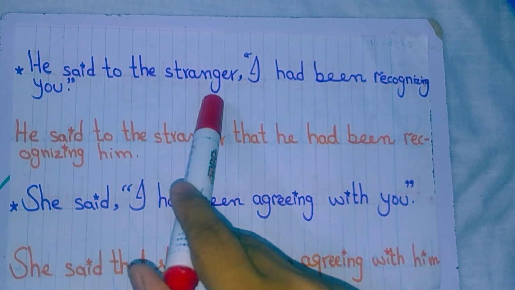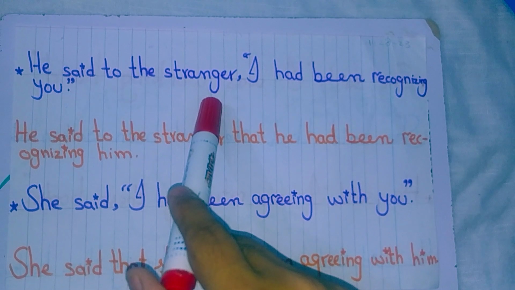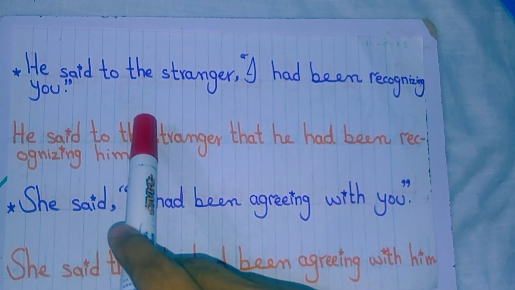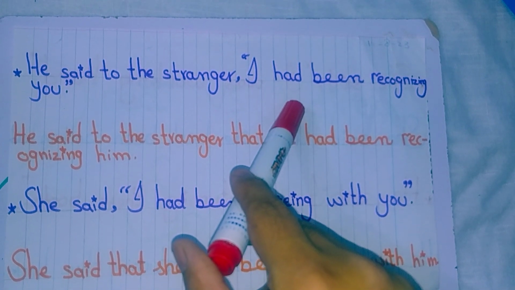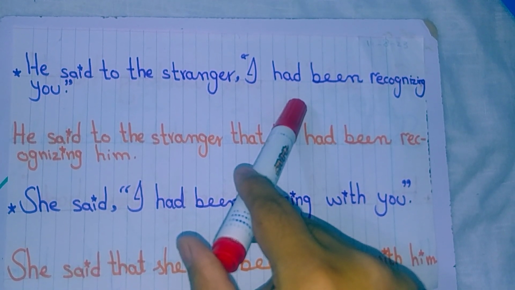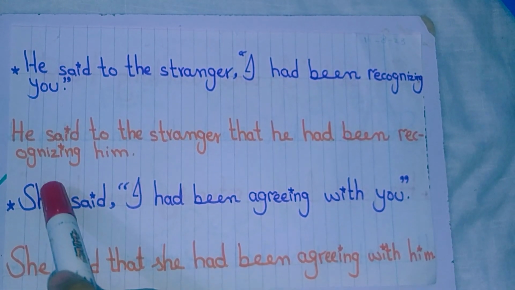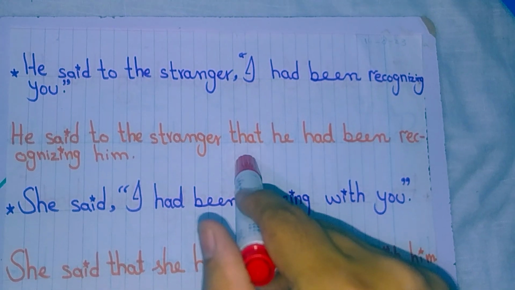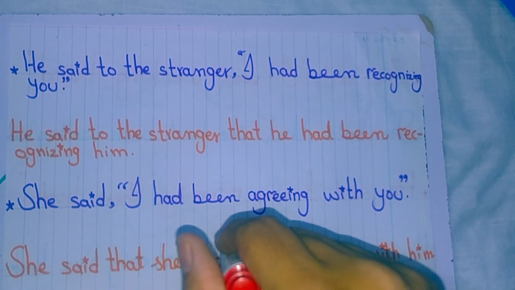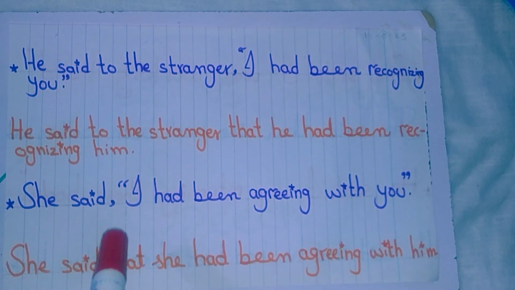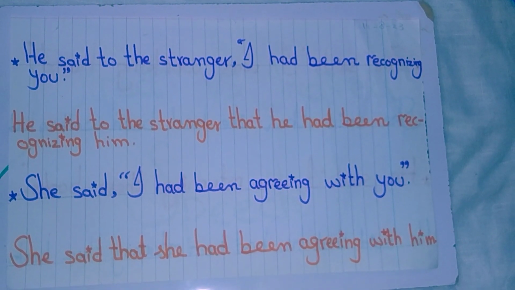"He said to the stranger" is reporting speech. This is outside the commas, all right? "I had been recognizing you" is reported speech, and reported speech is in past perfect continuous tense, all right? So what I have done, I did not change the tense. Tense is the same. I used "that" and did the pronoun changes. He said to the stranger that he had been recognizing him, all right?